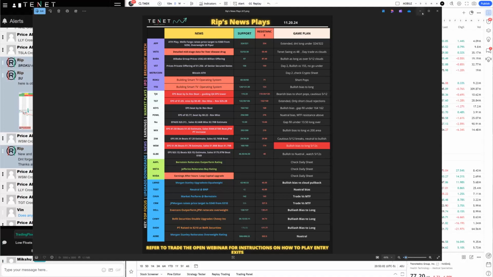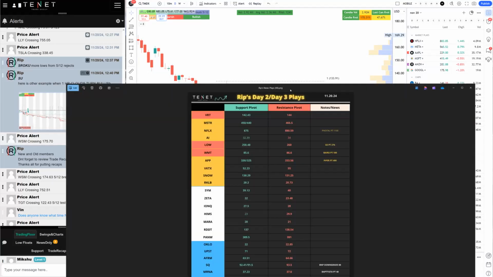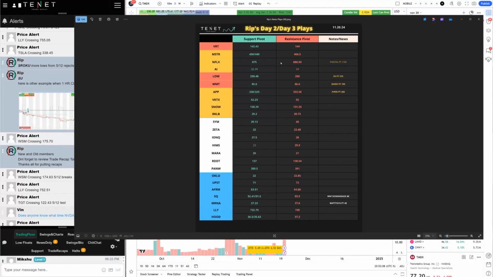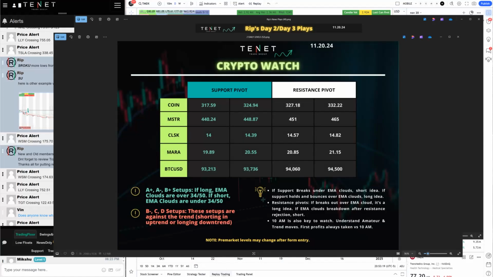In addition to that, we also provide what we call a day two, day three setups. I did a free webinar on this strategy. This is another strategy invented by me. We'll talk about the VRT, which was our top day two setup, and see how that worked out. And we also provide daily levels for the crypto stocks. MSTR was a good play there today.